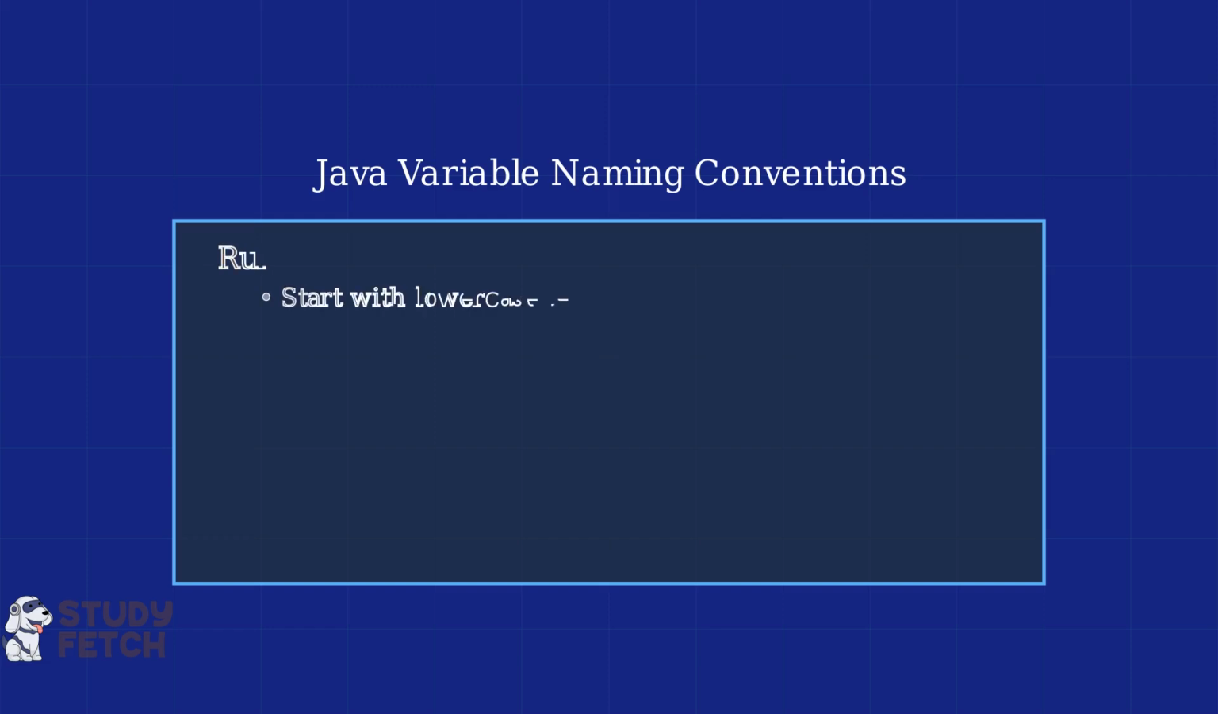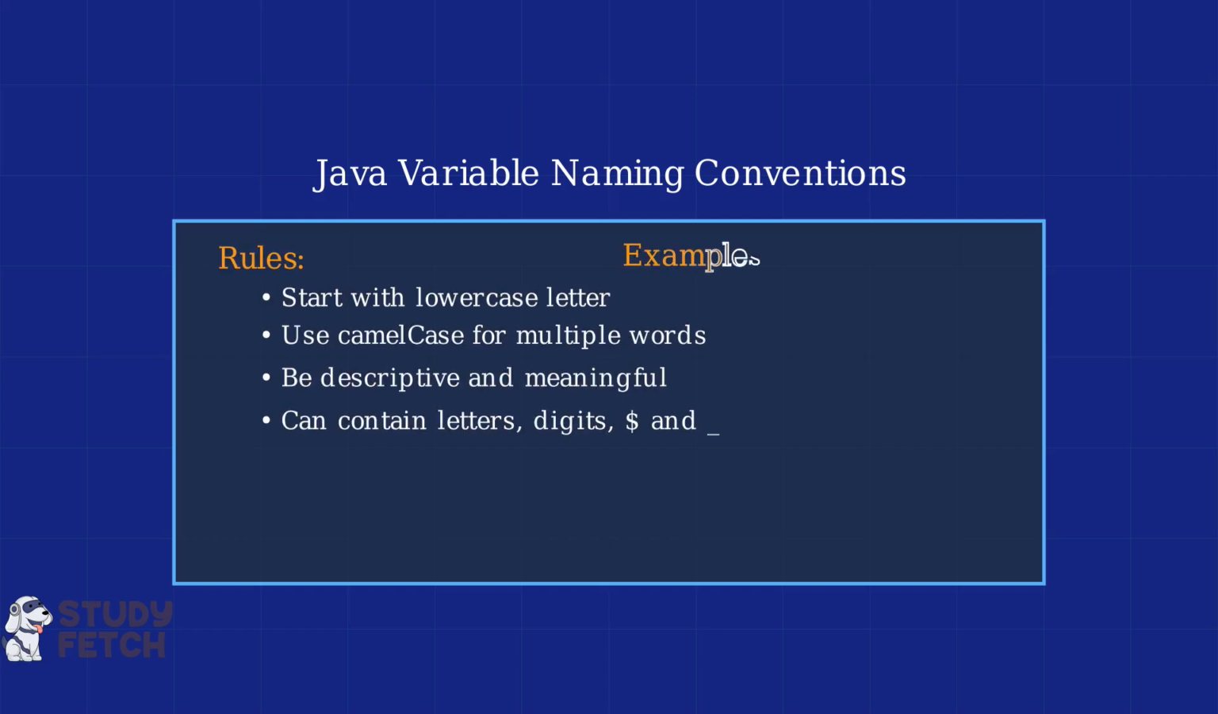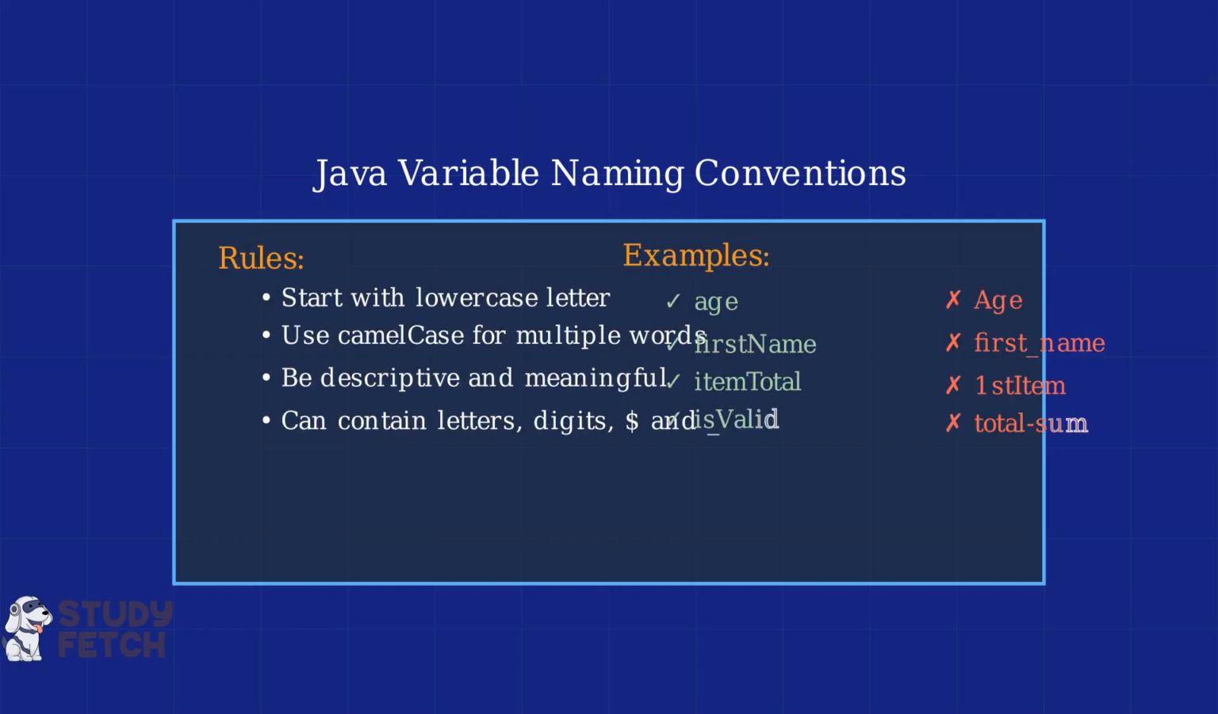Java variable names must follow specific conventions. They should start with a lowercase letter and use camel case for multiple words. Let's look at some examples of good and bad variable names.